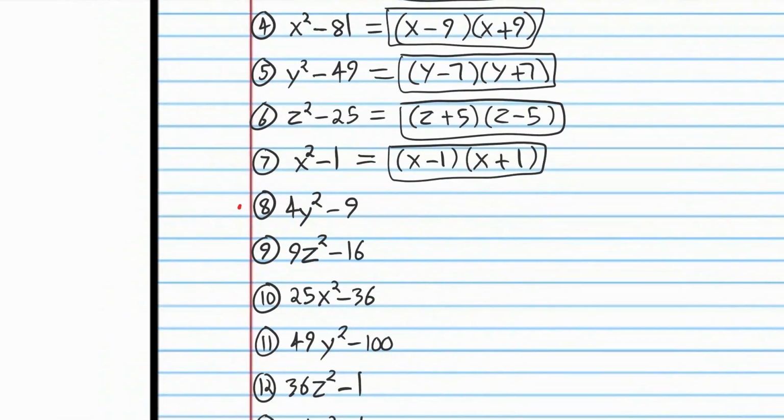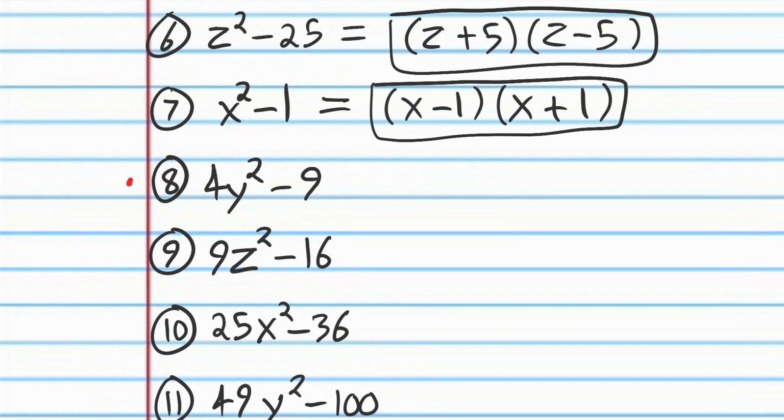Now we have problems where there's actually a coefficient on the squared term, but that's no big deal. It's going to be pretty much the same thing. Two sets of parentheses. And we know that this number is going to give us a 3. What number times itself equals 9? That's 3. But now we have to ask what number times itself equals 4. So obviously that would be 2. So instead of y and y, it's going to be 2y and 2y. Now we just put our positives and our negatives.